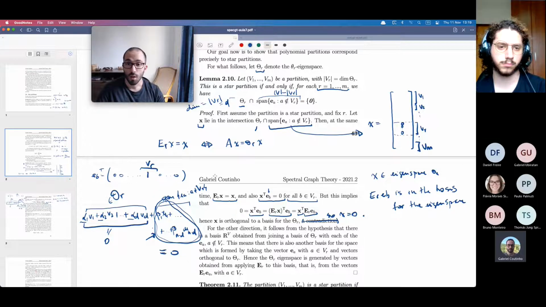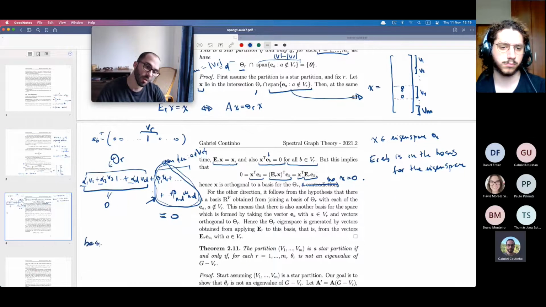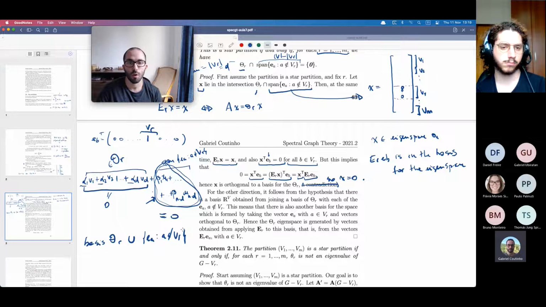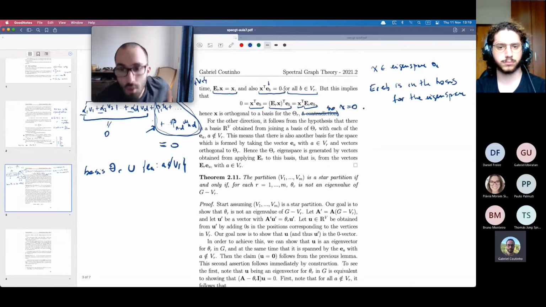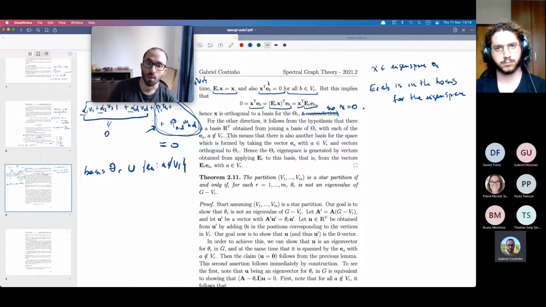This is quite interesting. This is telling me that if I get a basis for my theta r eigenspace, and I unite this basis with a basis for the other thing, which is basically the E sub A for A not in VR, this forms a basis for this space, because these are all linearly independent, and I have the right quantity of vectors, because the sizes match. A basis for the theta r eigenspace has precisely this many vectors. So I can obtain a basis for the entire space, joining a basis for the theta r eigenspace and a basis for the other.